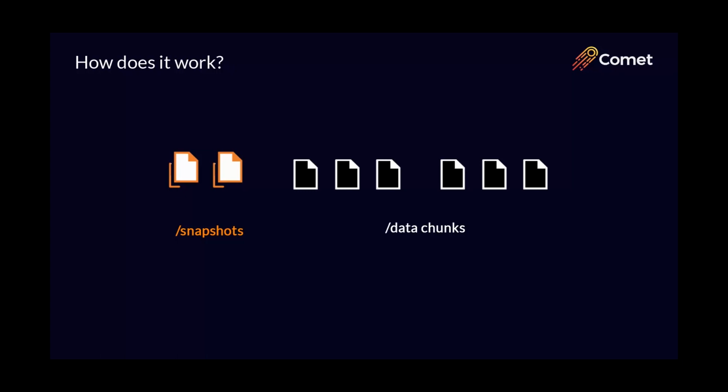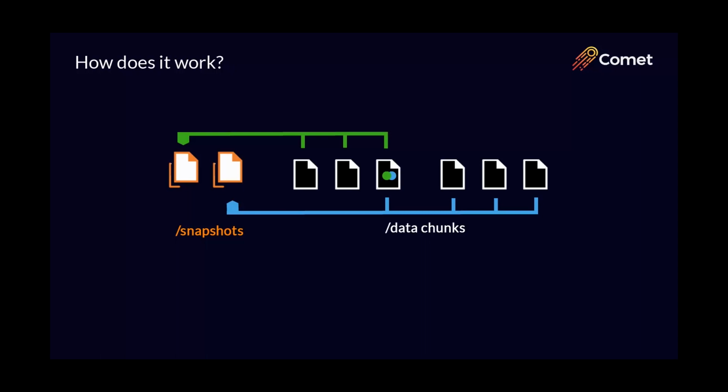So how does it work? Let's take a step back. Remember that Comet backups are made up of snapshots, which consist of data chunks. Chunks represent pieces of files. If these remain the same between backups, Comet will re-reference the same chunk. This is our chunking technology.